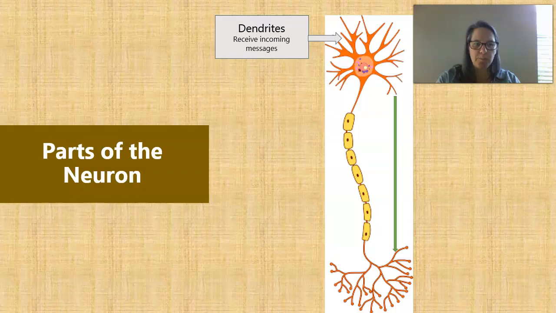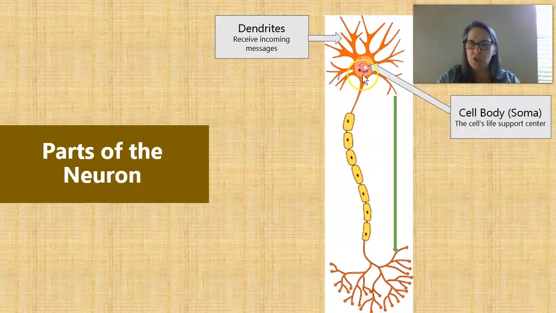The next part is this circular part right in the middle here of the dendrites, and that is the cell body for our neuron. It is sometimes known as the soma. Please make sure that you know both of those words because sometimes it could show up on a test either way. So the cell body is the cell's life support center.